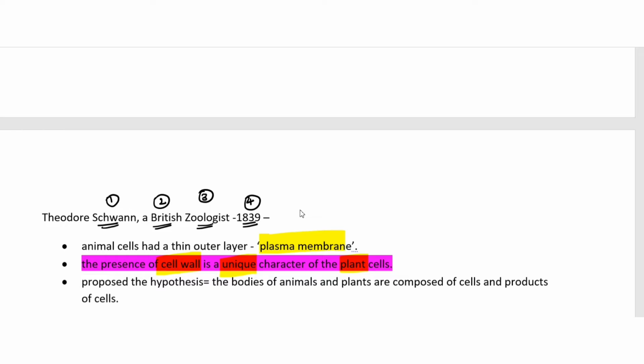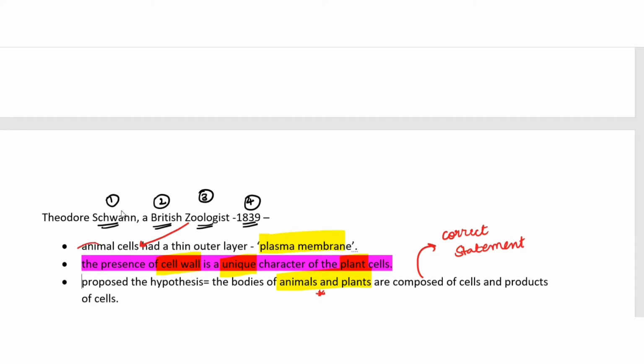Next, he proposed that the bodies of animals and plants both are composed of cells and products of cells. So this is a correct statement. If they ask you whether this hypothesis was produced by Schwann, yes, this is correct. Thinking that plants are also involved, please do not mark it as a false statement.